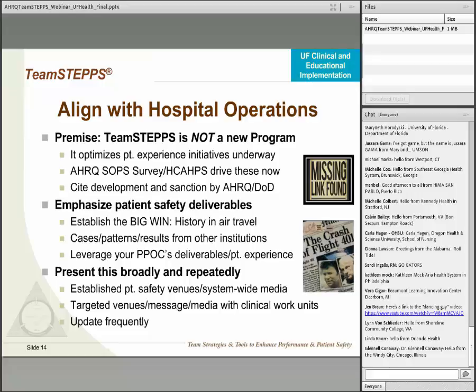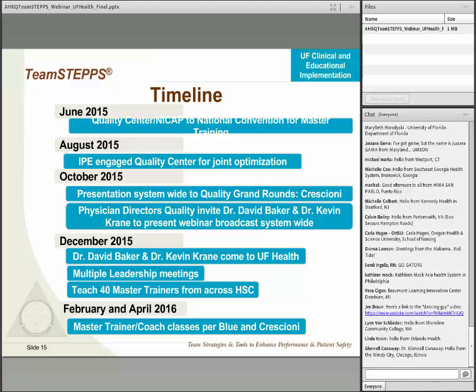Again, we talked about dosing it. We present it broadly and repeatedly. We have a lot of established safety venues, and then there are targeted venues. For instance, our congenital heart center leadership team received myself and one of my interns recently. I targeted the presentation with them, and I took some deliverables from other institutions in pediatric intensive care units and NICUs, which makes it more interesting for them, when you talk about ventilator days or paralytic days. And then they're sending people to our next training from that leadership team.